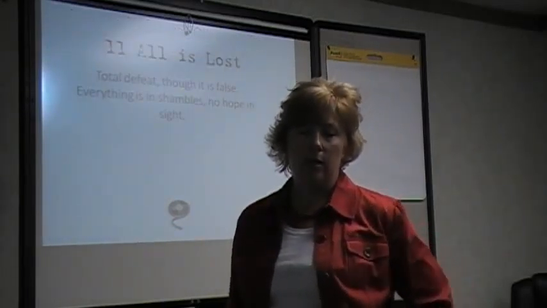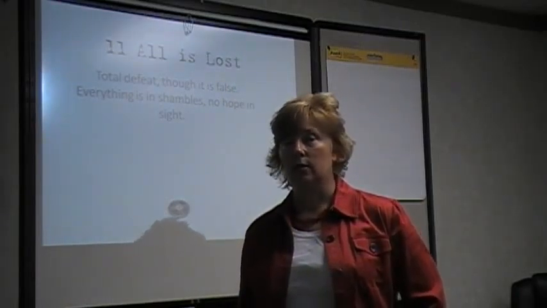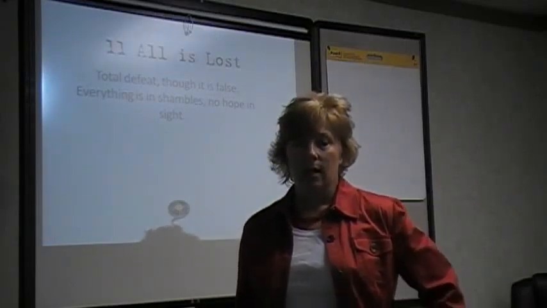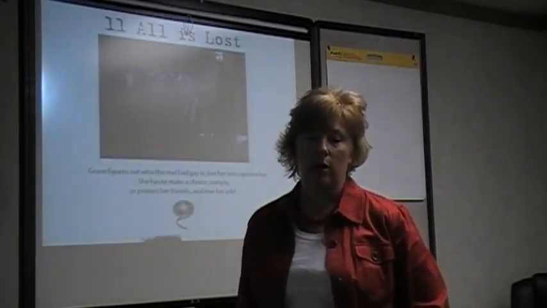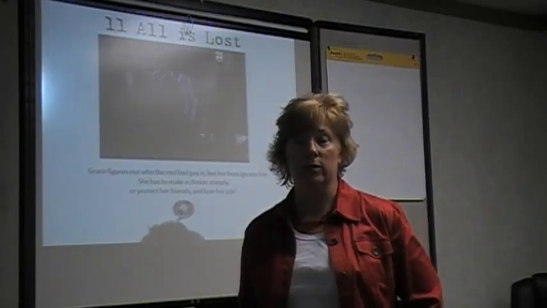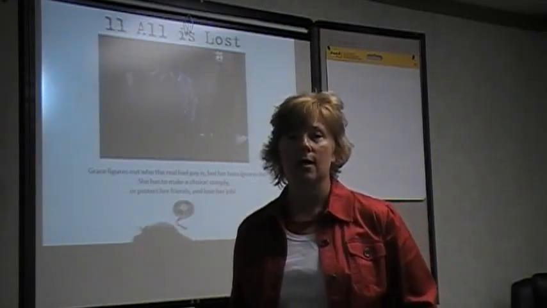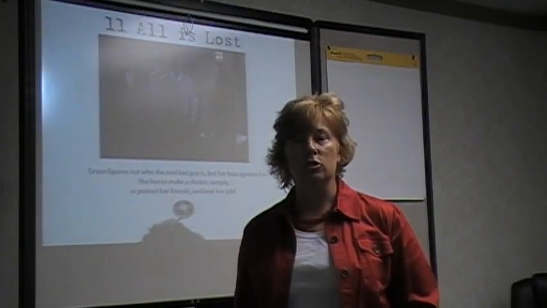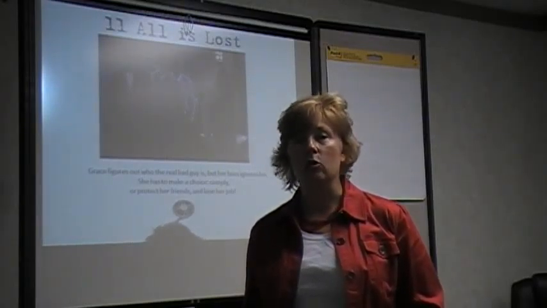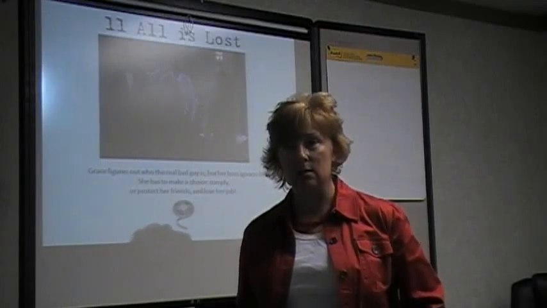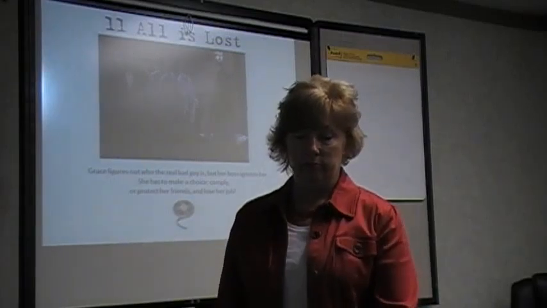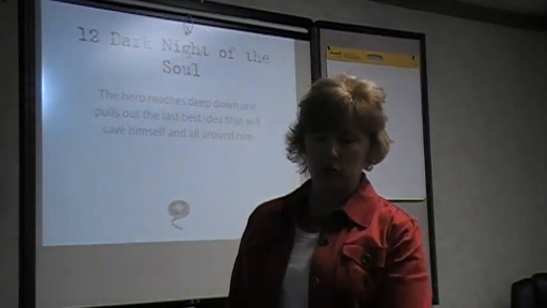And the next beat, All Is Lost, signifies total defeat. Everything's in shambles. There's no hope in sight. And in the movie, this is where Grace figures out who the real bad guy is, but she's left on her own. She goes to her boss, and he doesn't believe her. They think that they've got this Unabomber guy out in Montana, and they're going to leave her there on her own. But she knows that that's not who it is. She firmly believes that it's someone else, but she's willing to stake her career on being right, and she's probably going to lose her job over it.